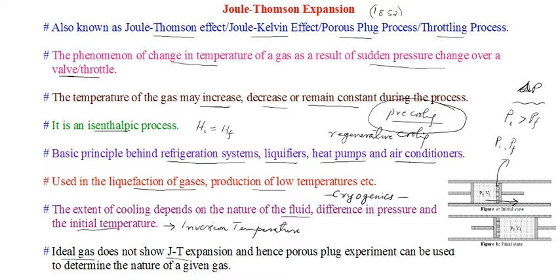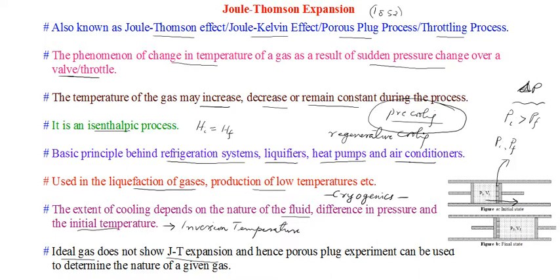Hence we can use the porous plug experiment to determine or test the nature of a given gas. You can check whether the given gas is showing perfect gas behavior or not, or to what extent the given gas sample is ideal or not. So that is yet another application of the Joule-Thomson expansion. That is quite an introduction to the phenomenon of Joule-Thomson expansion.